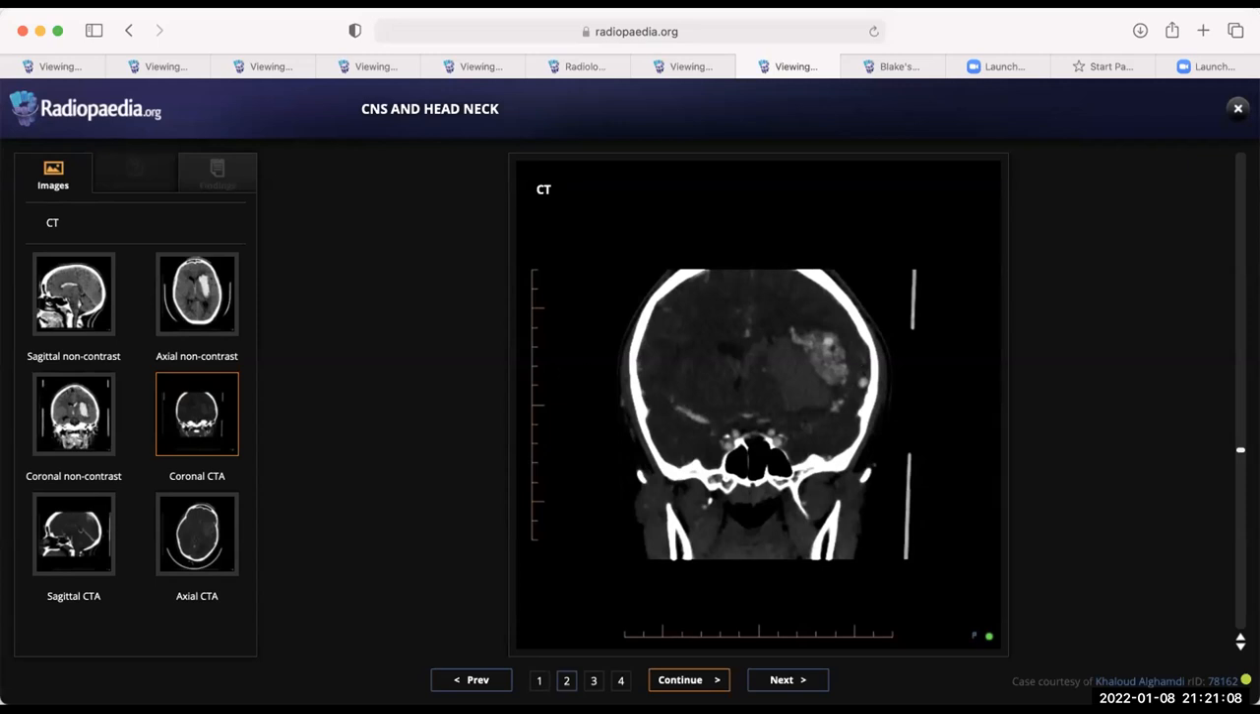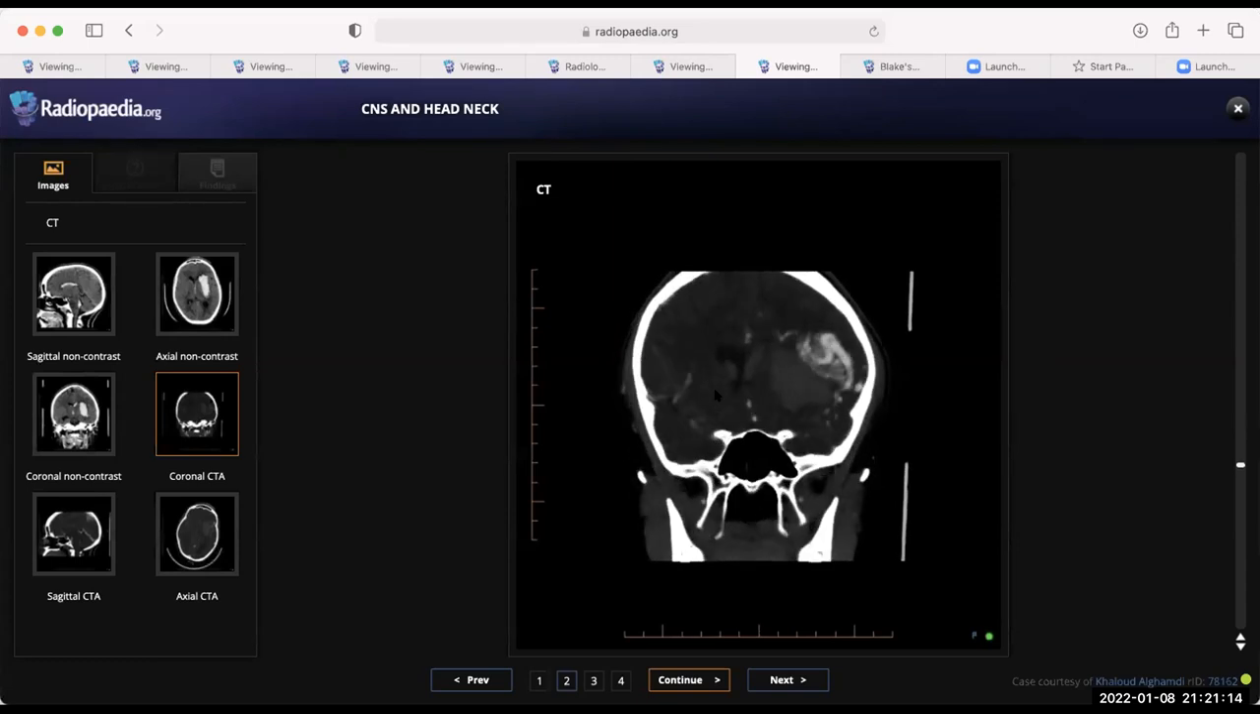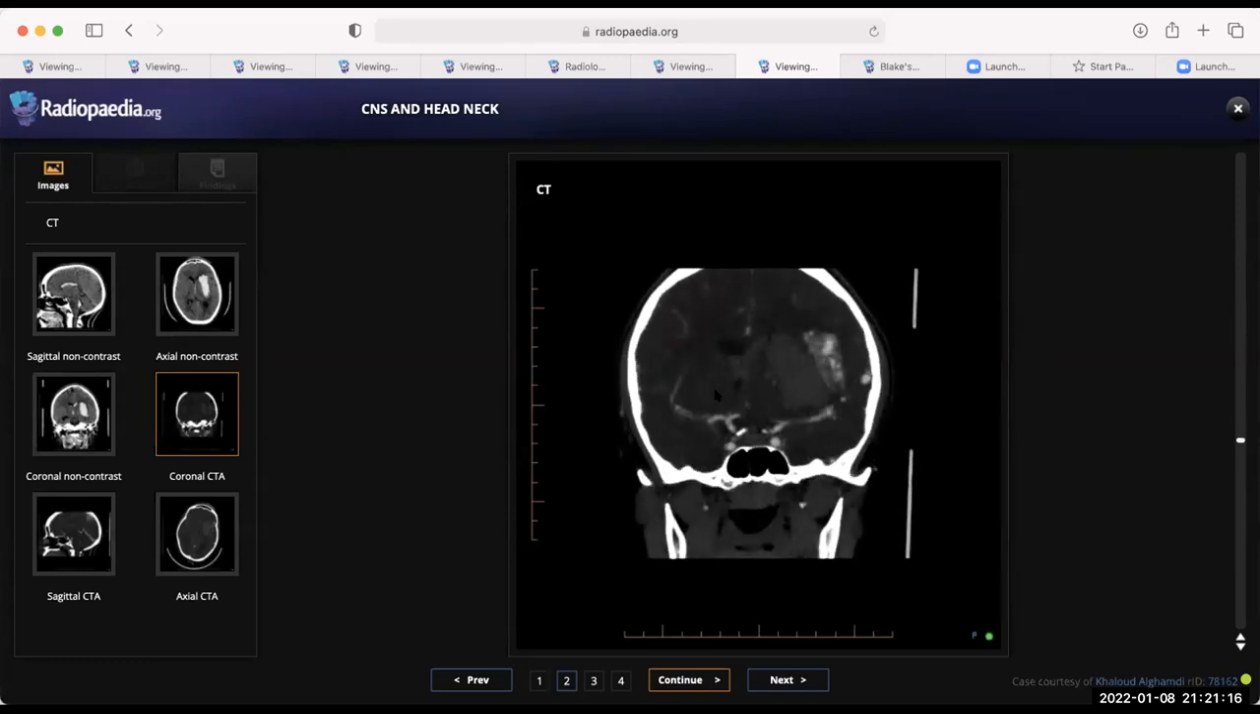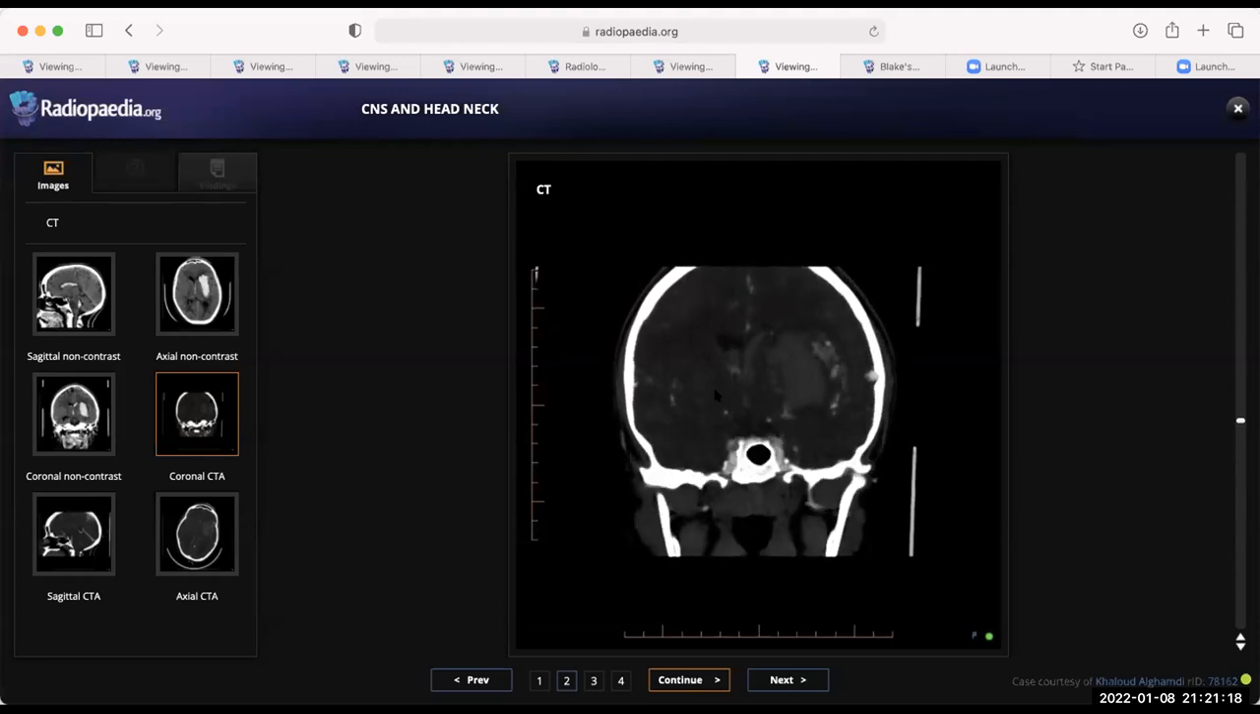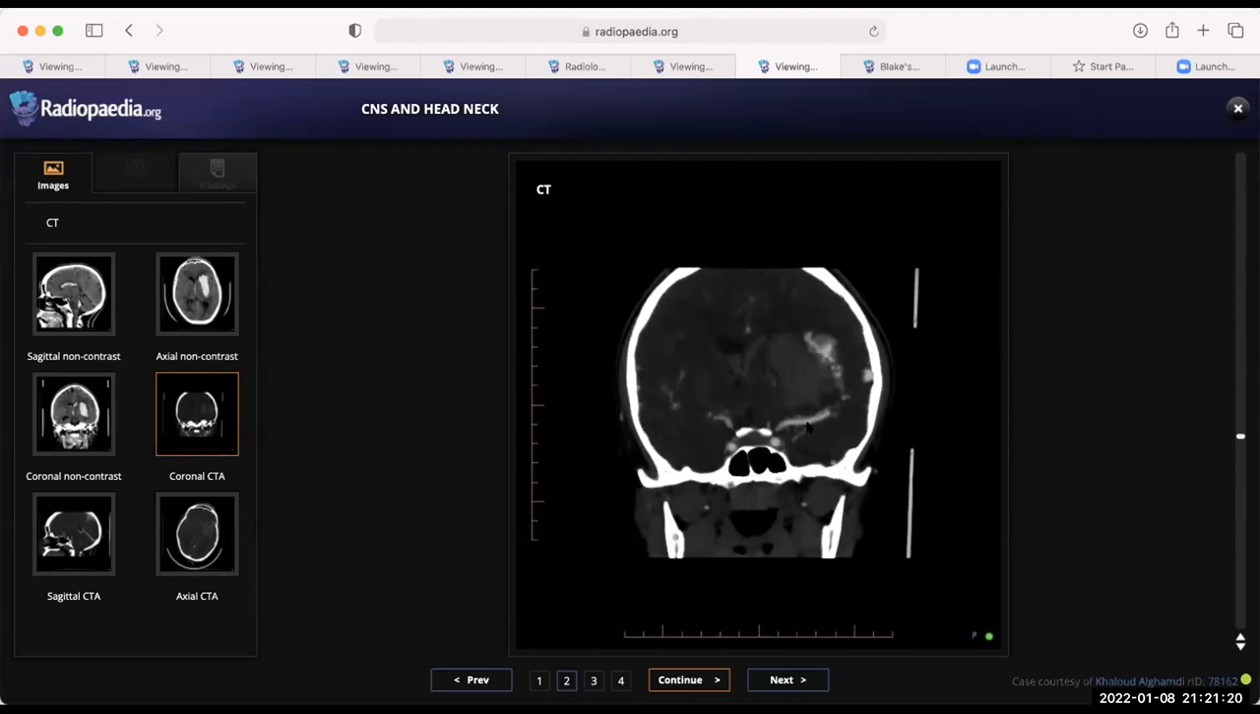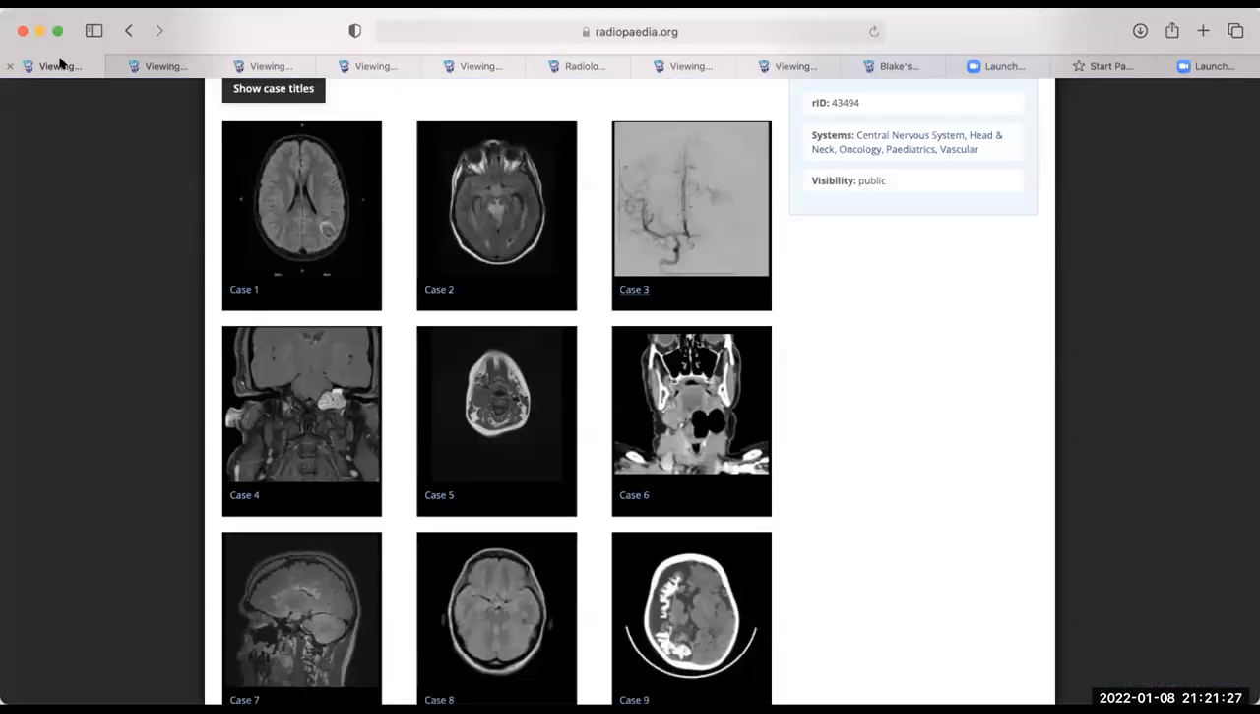Actually, the thing is that scrolling is in your hand, so I missed the findings while scrolling. Yeah, that was the basic reason. I get it. And the feeder artery is coming from the M2, M3 region, and there's a fine draining vein. Then going on to the last case.